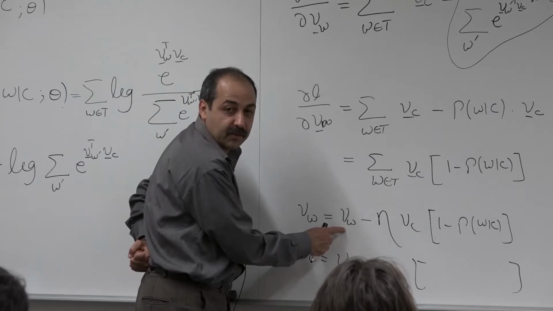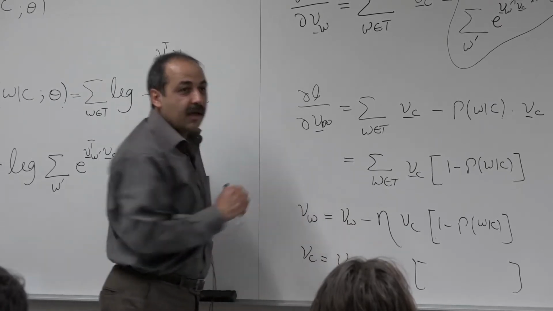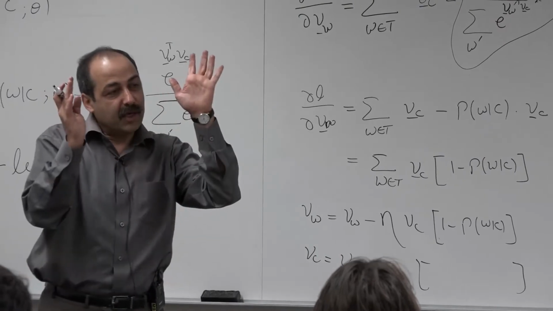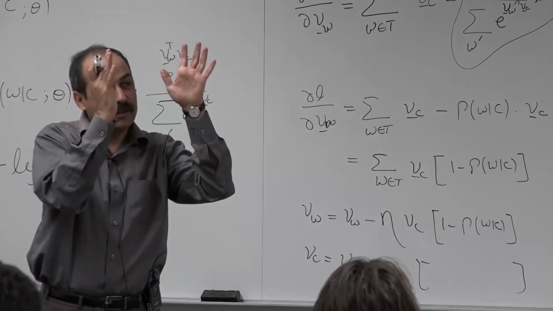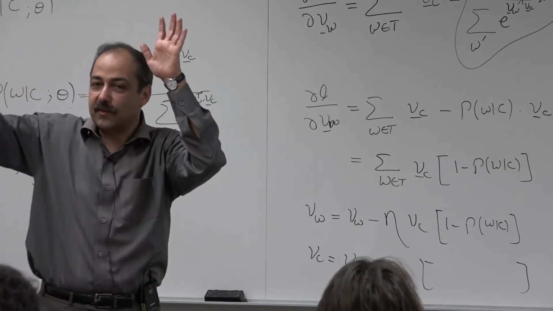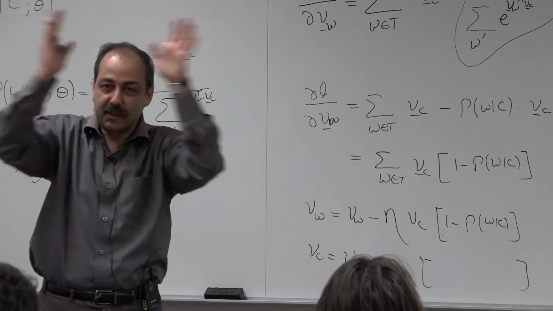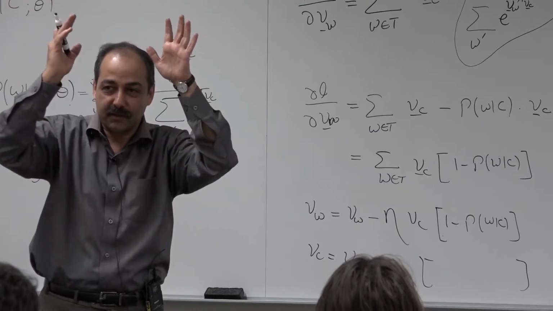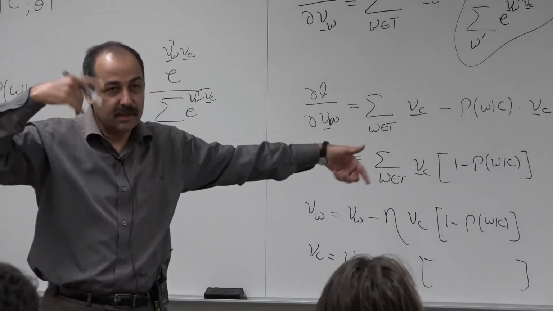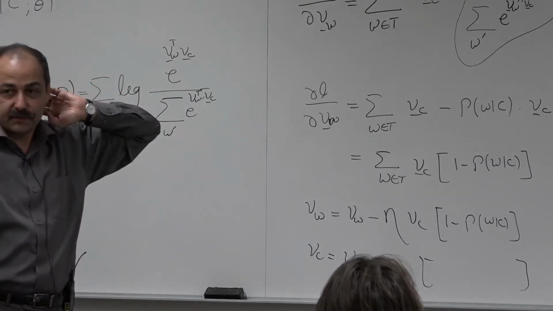then a proportion of VC will be subtracted from VW. Okay? It means that we make VW closer to VC. If you can predict it well, we are done. If you can't predict it well, make these two vectors closer. That's basically what this update function does until it converges.